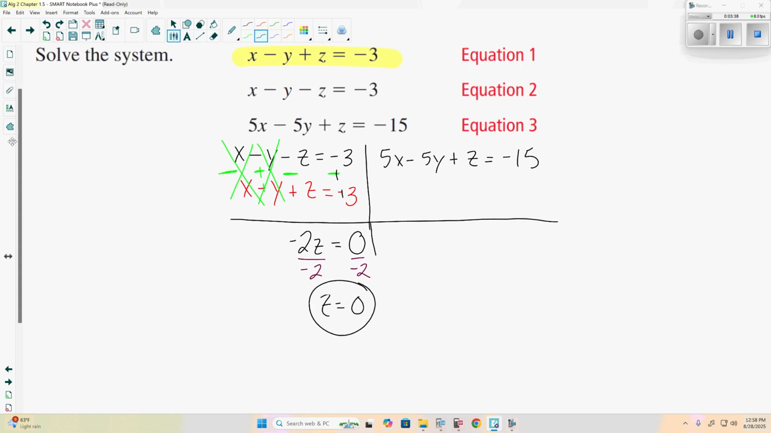Well, let's continue this process with the other equation. Now, for y to eliminate out of the other equation, we need to multiply everything by 5. So we get 5y. Now, our 5 times x is 5x. 5 times negative y is negative 5y. 5 times z is plus 5z.